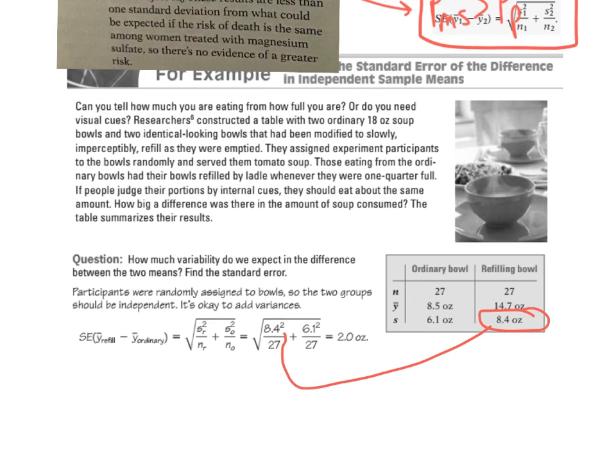Anyway, take that, square it, divide it by your n value, so that's 27. Take the second standard deviation, square it, divide it by its n value, and then square root at the very end. So they're saying that the standard error between refilling your bowl versus ordinary bowls, and this is for means, would be 2 ounces.